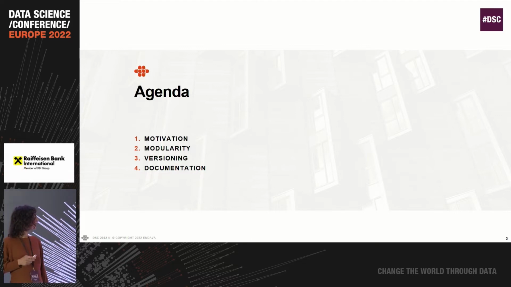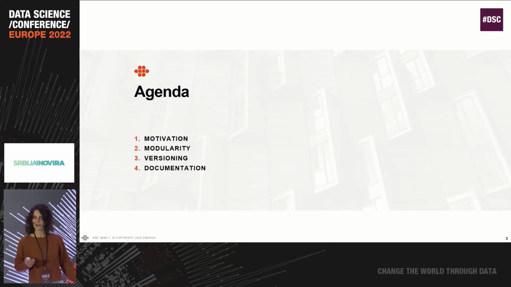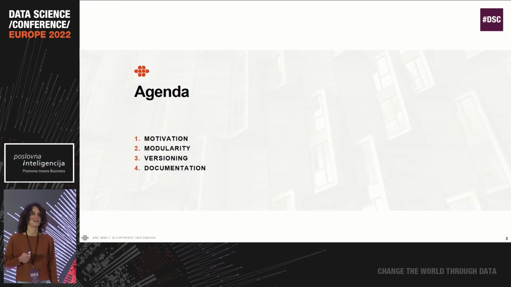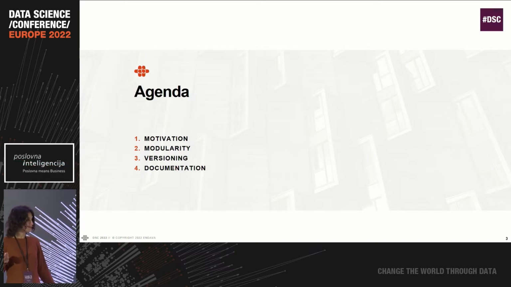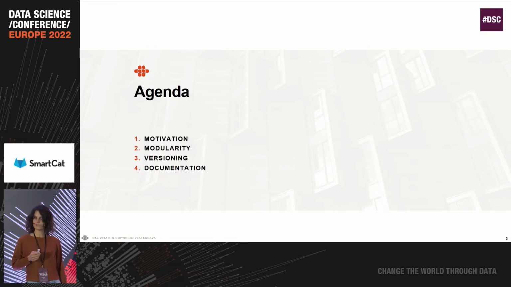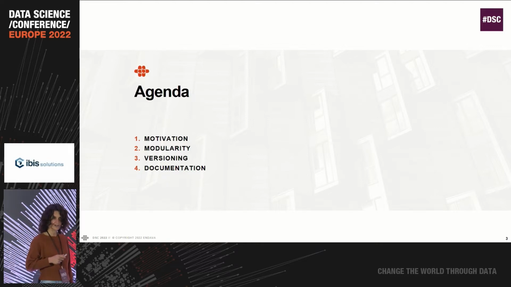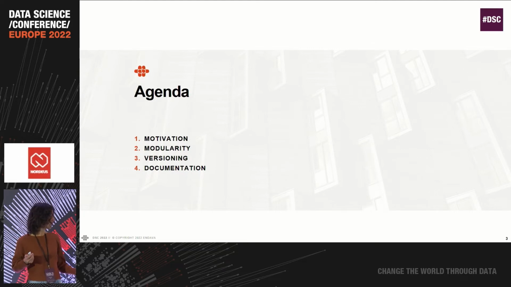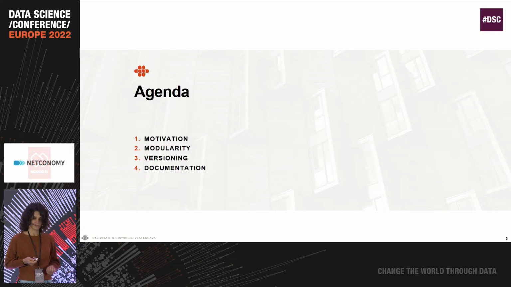So the agenda for today is the following. We're going to start with motivation. We're going to define what reproducibility means. Then we will explain what are the benefits, why do we even care for reproducibility. Then we'll continue to modularity. So we're going to see how modular code can help us with ensuring reproducibility. And the main part, of course, will be versioning. How do we track different changes of our machine learning systems and how do we version them? And then the last very quick note about documentation.